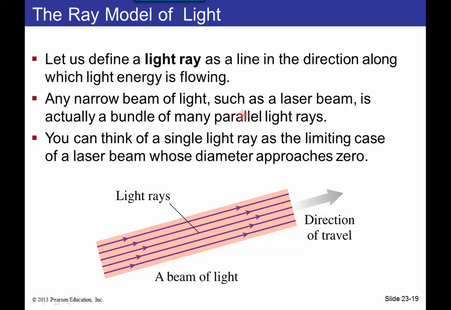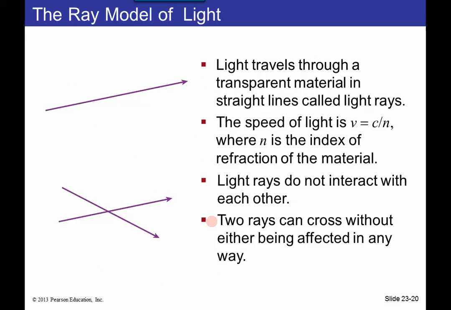Any narrow beam, such as a laser beam, is actually a bundle of many parallel light rays, and we can think of a single ray as the limiting case of a laser beam. So there's a few things that we notice: light travels through transparent material in straight lines, and the speed at which it travels is the speed of light in vacuum c divided by the index of refraction of the material. So basically, light slows down as it travels through some materials. Rays do not interact, they can cross each other.